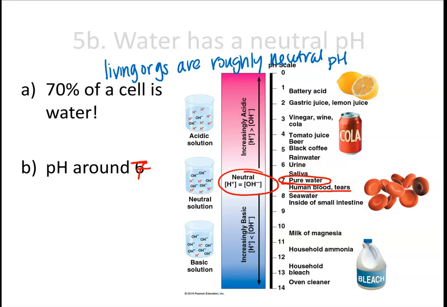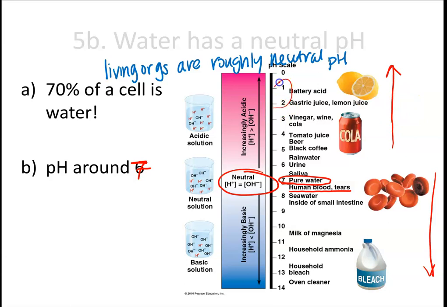This image here gives you a visual of the changes in concentration. So an acidic solution is going to have higher concentration of hydrogen ions. Basic is going to have a lower concentration of hydrogen ions. Neutral is going to have equal. And then as you move away from neutral, your hydrogen ions increase on the acidic side and they decrease on the basic side.